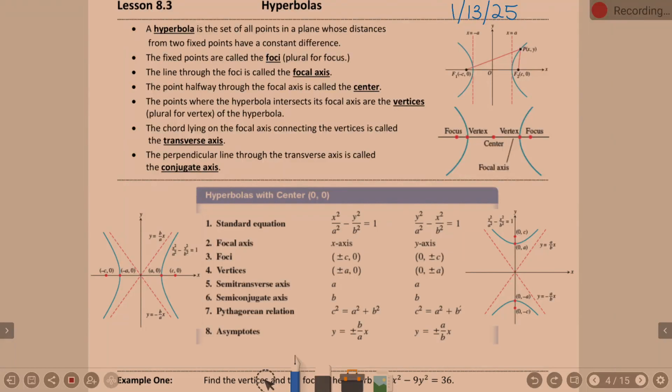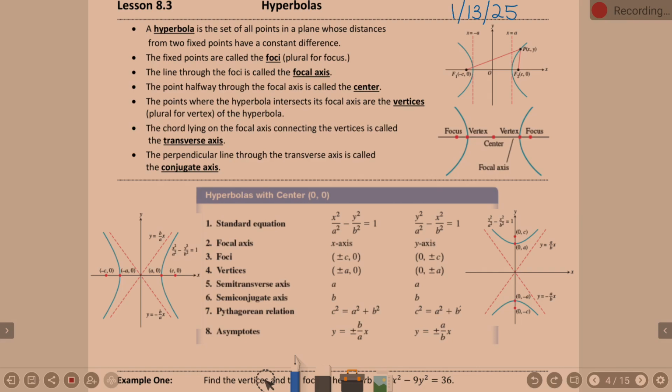Lesson 8.3 is our hyperbolas. It's our final conic section we're going to be talking about. Officially by definition, like vocabulary definition, a hyperbola is the set of all points in a plane whose distances from two fixed points have a constant difference. If you go back and compare to ellipses, it was the distance from two fixed points that had a constant sum. These have a constant difference.